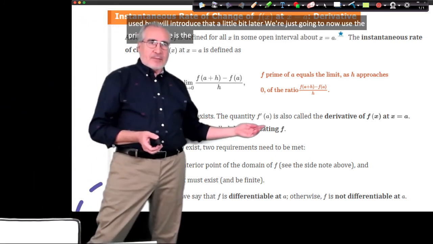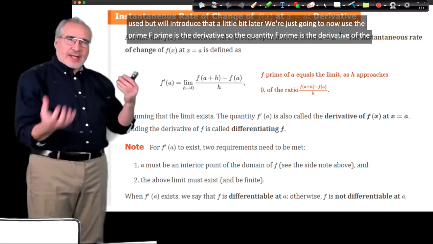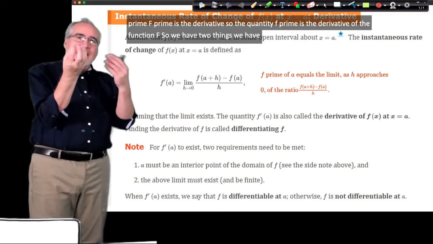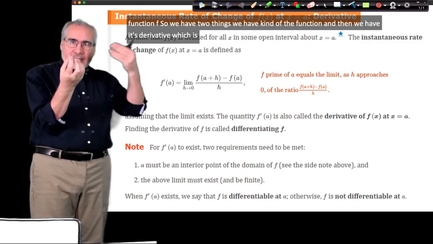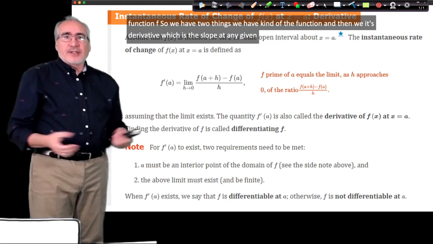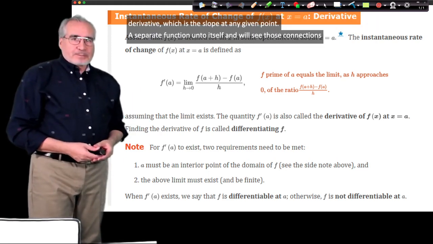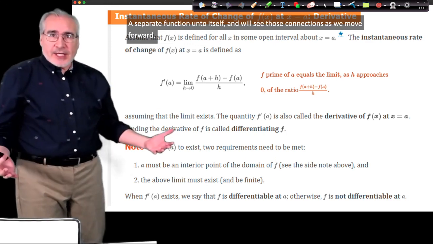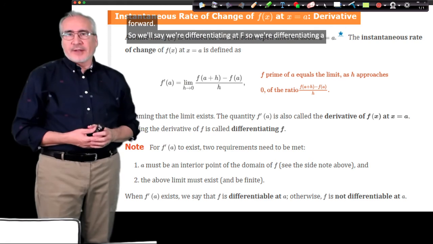So the quantity F prime is the derivative of the function F. So we have two things. We have the function, and then we have its derivative, which is the slope at any given point. It's a separate function unto itself. And we'll see those connections as we move forward. So we'll say we're differentiating F. We're differentiating a function, we're getting its derivative.